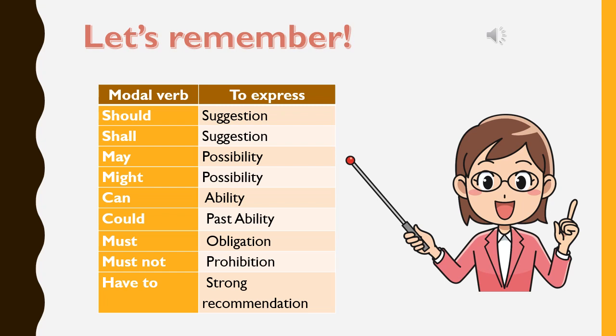Must is a modal verb used to express an obligation. Must not or mustn't is used to express a prohibition. And have to is a modal verb used to give a strong recommendation.